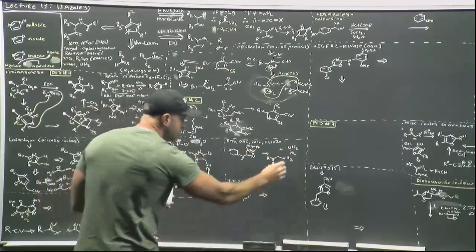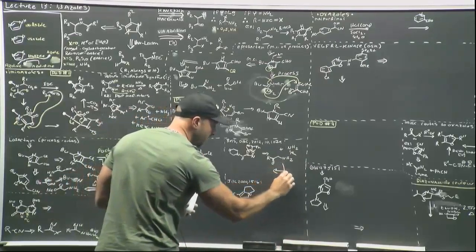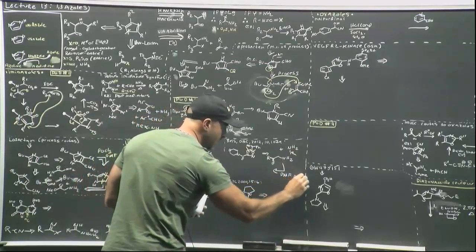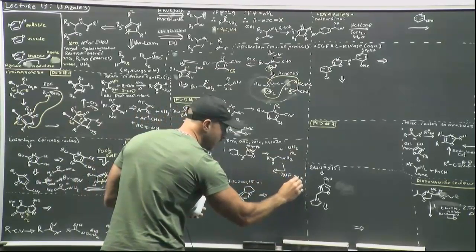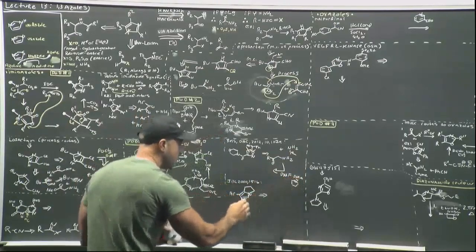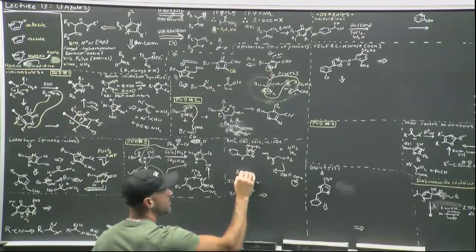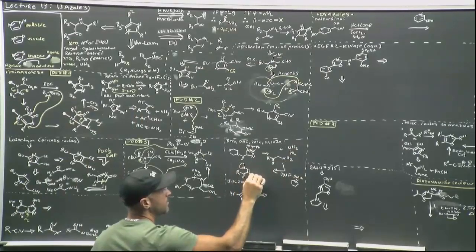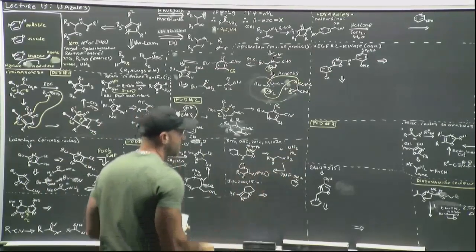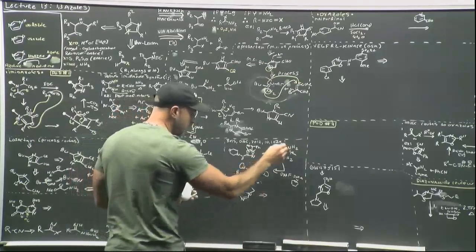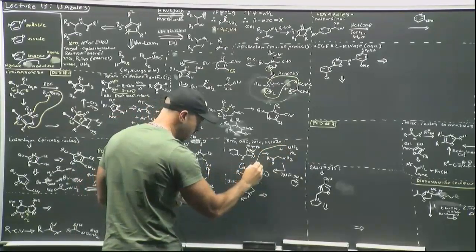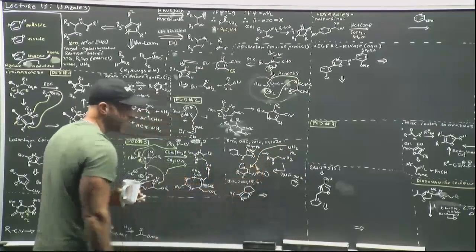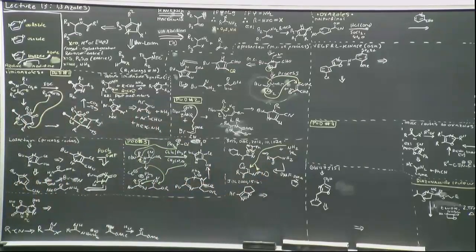So you treat this with DMF-DMA and pyrrolidine, and it gives you this intermediate. Which then the amine adds in here and there. And this can be done on process scale or medchem.